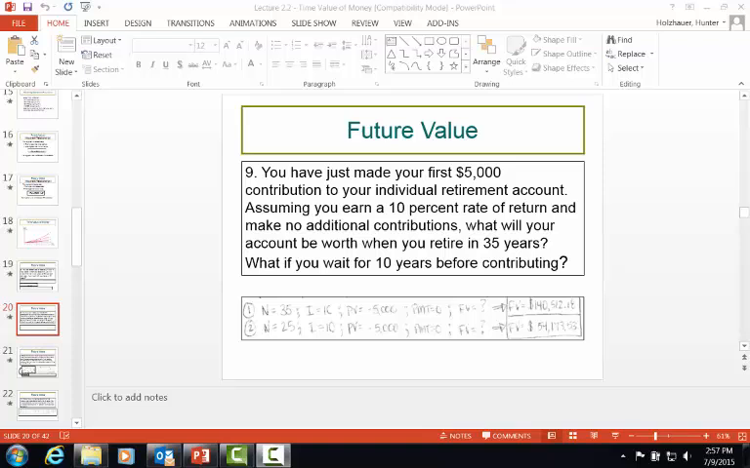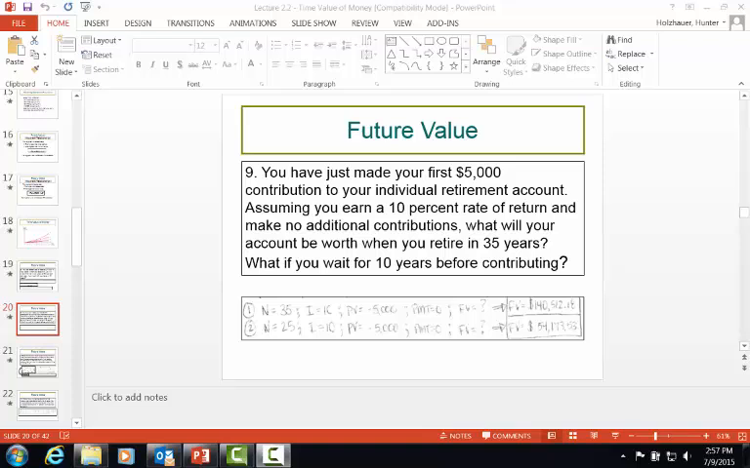Okay, I'd like to switch then to the next future value slide, problem number 9. Keeping with future value, let's take a look at question number 9. You have just made your first $5,000 contribution to your individual retirement account. Assuming you earn a 10% rate of return and make no additional contributions, right? So you're only going to put money in one time for your entire IRA or 401k plan, I guess, which is not very realistic, but we're keeping it simple. What will your account be worth when you retire in 35 years?